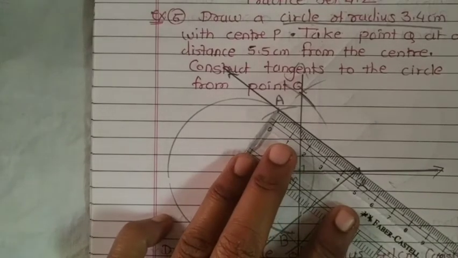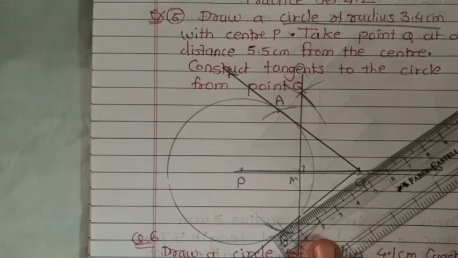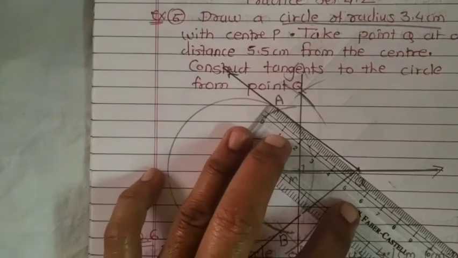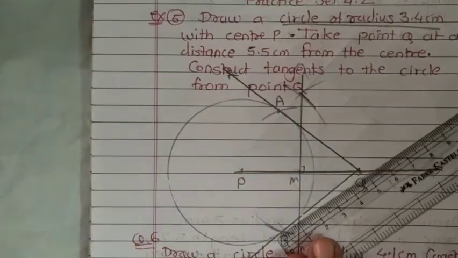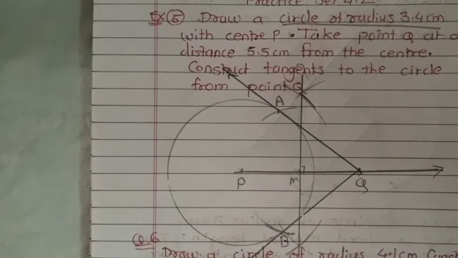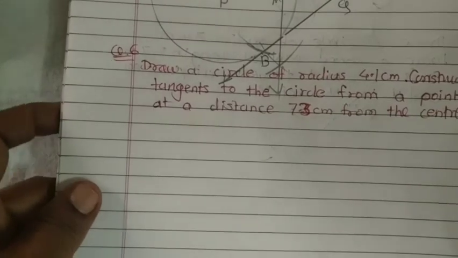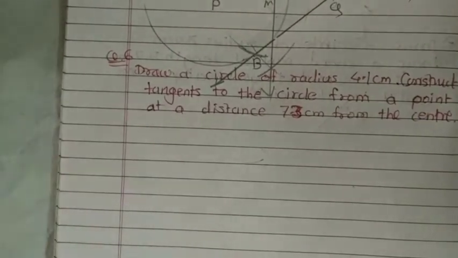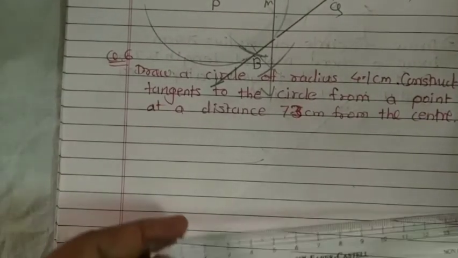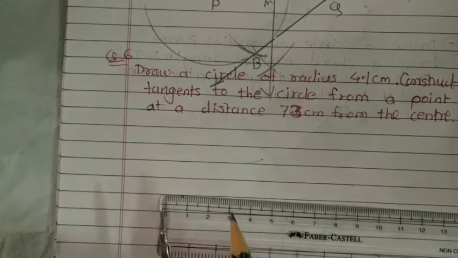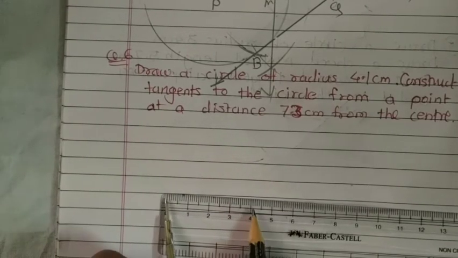This is 5, and it is also 5. This means our construction is right. Now we are taking the sixth example. Draw a circle of radius 4.1. We construct that circle; first, 4.1 is the radius.